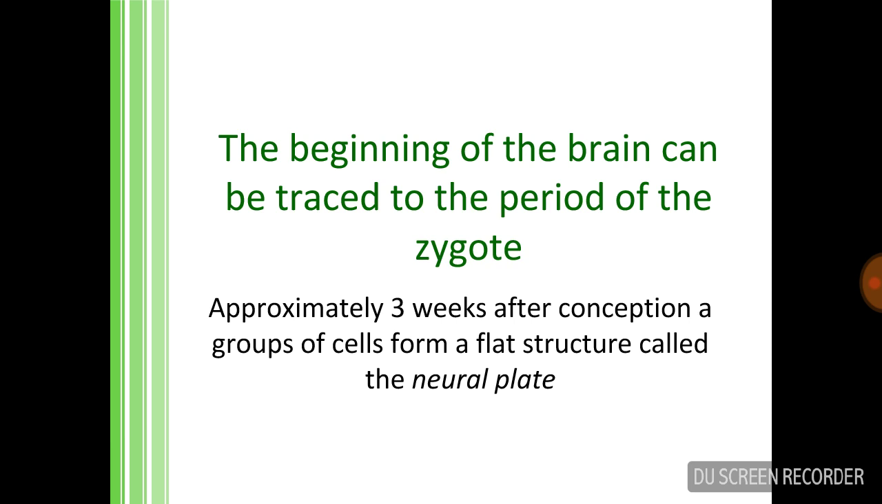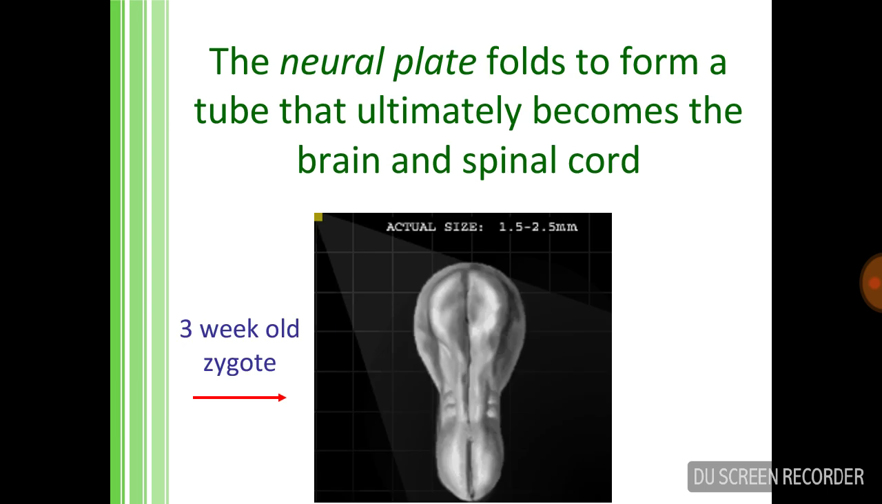The beginning of the brain can be traced to the period of the zygote. Approximately 3 weeks after conception, a group of cells form a flat structure called the neural plate. The neural plate folds to form a tube that ultimately becomes the brain and spinal cord. You can see in this picture a 3-week-old zygote. Actual size is 1.5 to 2 mm.